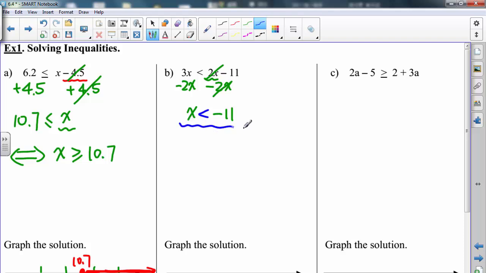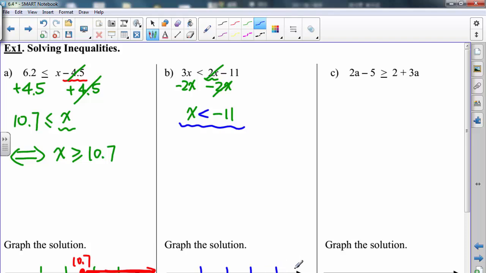So I will get the solution for this inequality. It's x is less than negative 11. Let's graph this solution on the number line. On the number line, I will label here negative 12, negative 11, negative 10, negative 9.